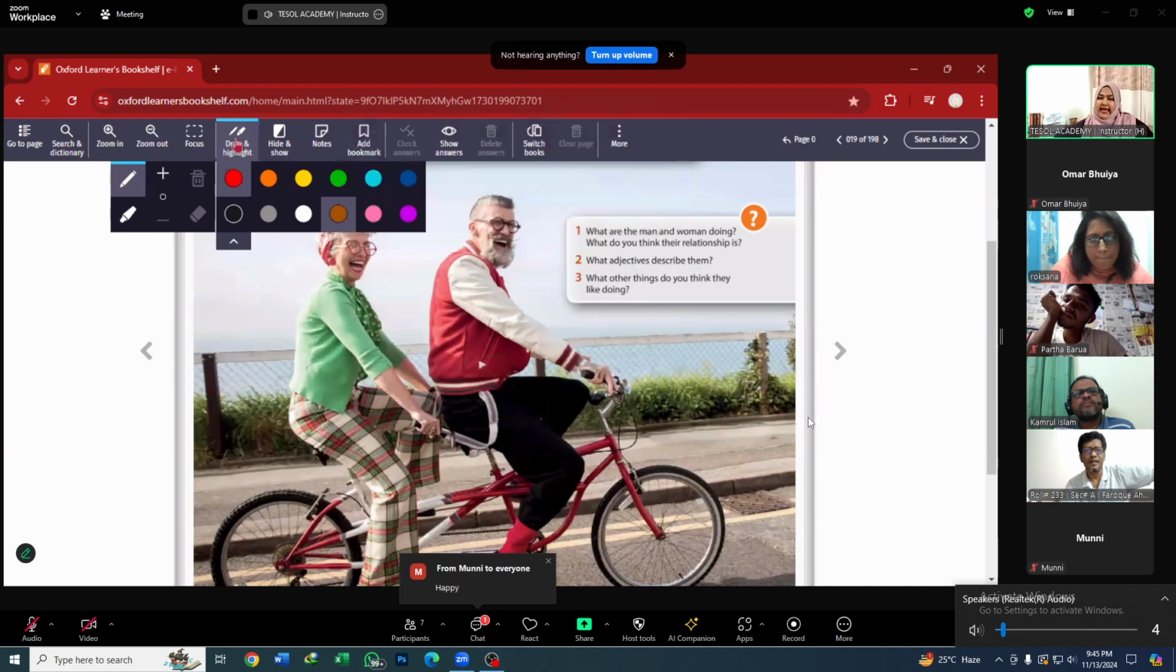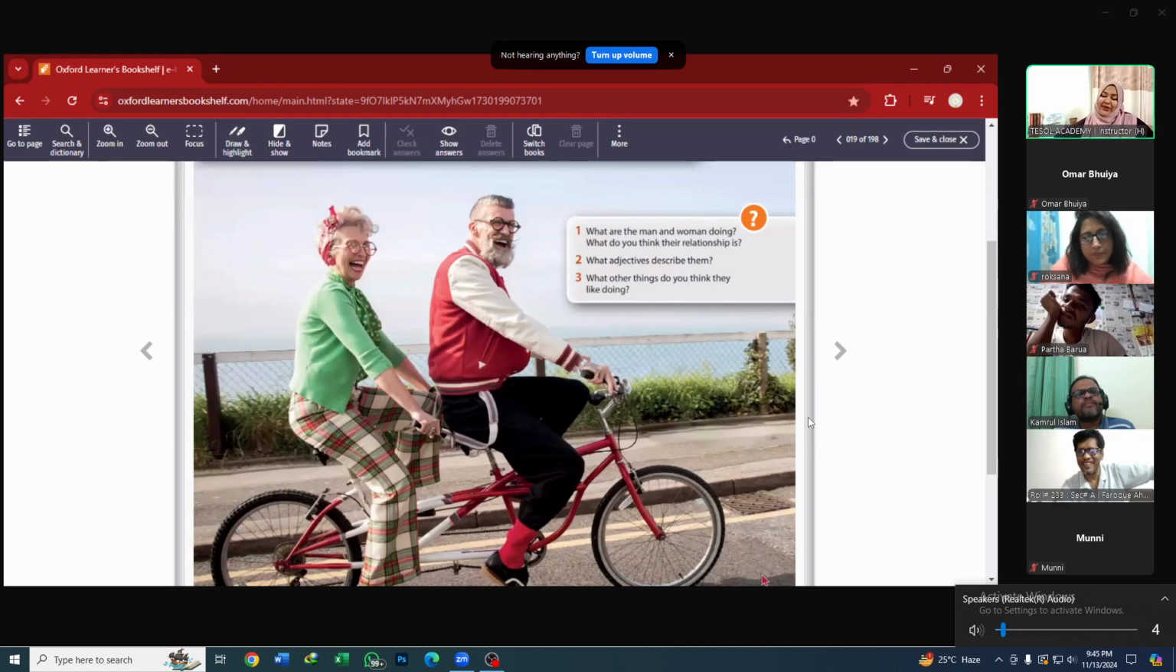Good. And more, Mr. Partho? They are a laughing couple. Okay, they are a cheerful couple. Yes, cheerful. The people who always smile and laugh are said to be cheerful. Mr. Partho, give us an adjective. Colorful. Funny? Okay, funny. Yes, fun loving. They're wearing colorful clothes, so it seems like they're very fun loving. They have a colorful life. So you can also say that they are young at heart, right?